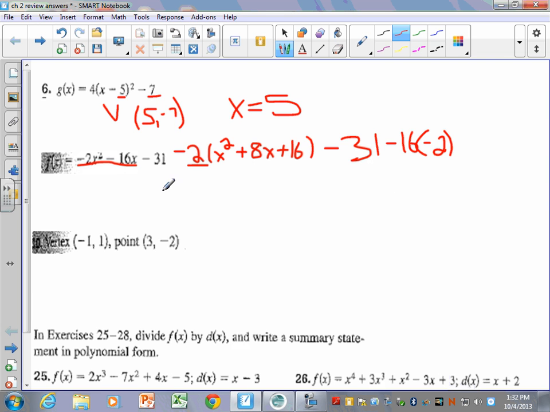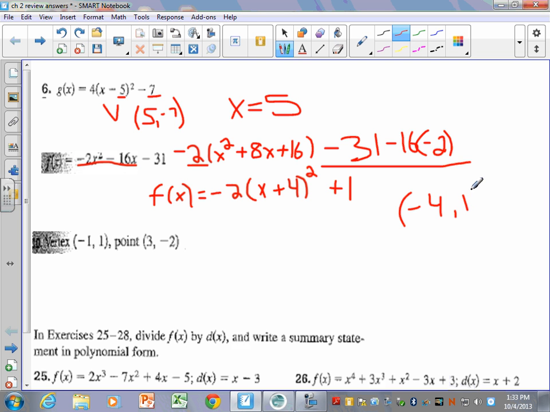So to put that in quadratic form would be f of x equals -2. And then you should be able to write this as the perfect square. And it's half of that middle number, so I think it should be x plus 4. And then make sure you can do this all at once on your calculator if you want. Or you can just do -16 times -2 is 32. -31 plus 32 is plus 1, I think. So then your vertex would be -4, +1.